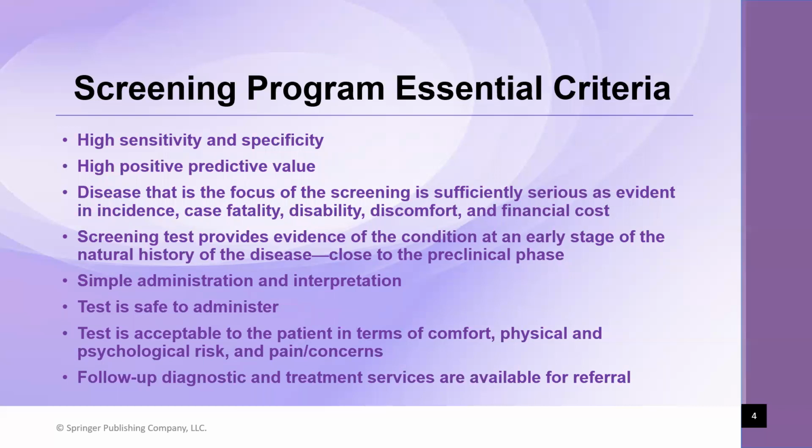So, screening program essential criteria. We want to make sure that the screening tests we are doing are actually working. So what we want the screening test to have is a high sensitivity and specificity. We want them to have a high positive predictive value. And we want the disease that is the focus of the screening to be serious enough that if it's found, it can cause significant disability, fatality, discomfort, or financial cost.